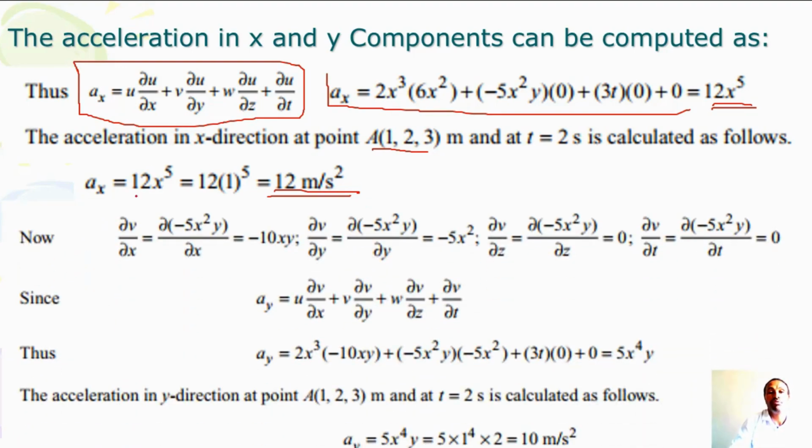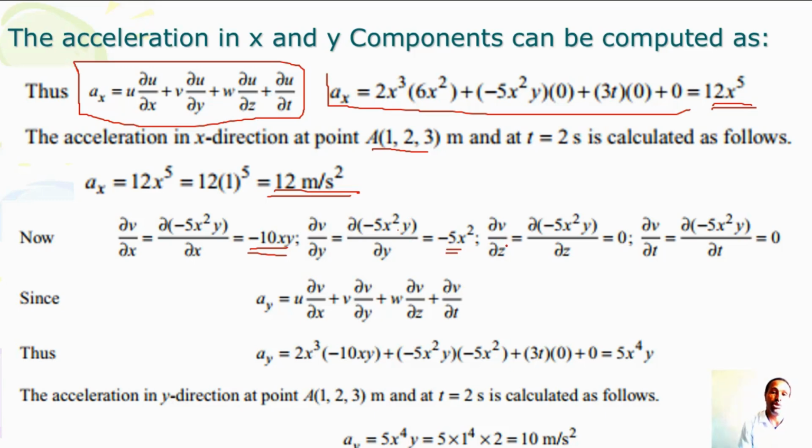Then we have ∂v/∂x. The coefficient of j is minus 5x squared. With respect to x, you differentiate, then you get 10xy. Then ∂v/∂y: you have the y component, so it will be minus 5x squared. Since this is just a multiplication product, you keep the other variables constant and differentiate with respect to y. So you get this result.